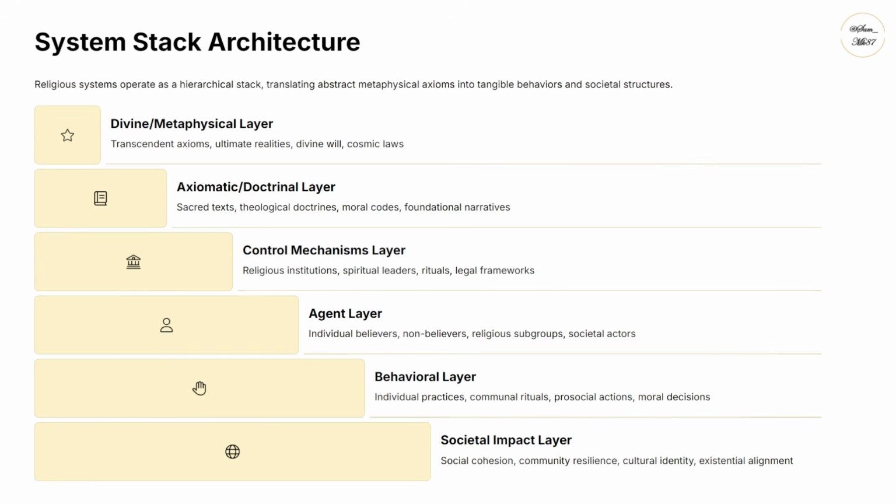Moving down, we have the axiomatic or doctrinal layer, which codifies the principles into more structured forms. We have sacred texts, like in different religions, you have books like the Quran, the Bible, and so on, as well as doctrines and moral codes. These provide interpretable frameworks that guide thought and behavior. Then, in the following layer, we have the control mechanism layer. This is where rituals, religious institutions, and spiritual leaders operationalize the doctrines. They act as a governance system, ensuring continuity and adherence.